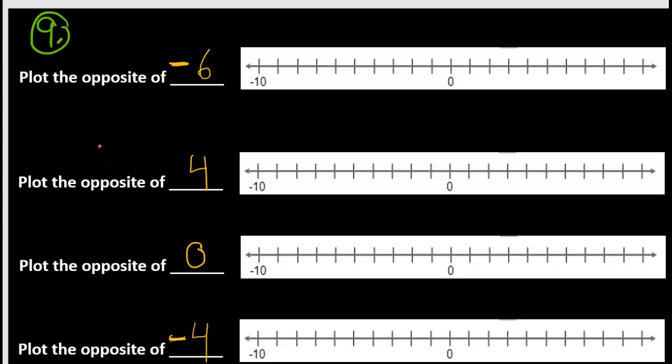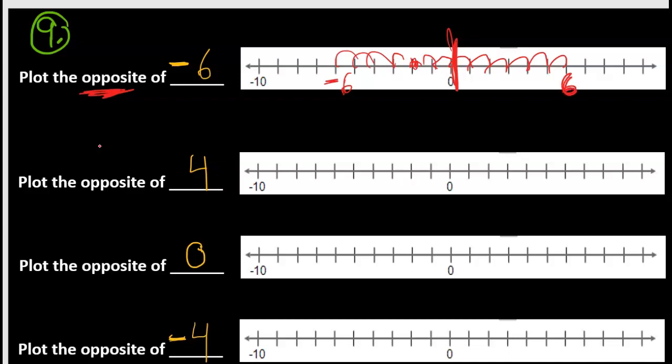So -6, you just go back. -1, -2, -3, -4, -5, -6. This is where -6 is, but they're asking for the opposite of -6. The opposite is like if this is a mirror, where would -6 look? What would it be looking like? It's going to be 6 away this way. 1, 2, 3, 4, 5, 6. So the opposite of -6 is 6.